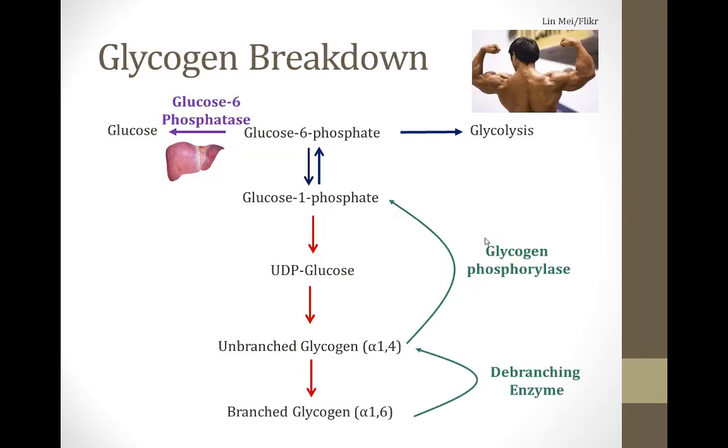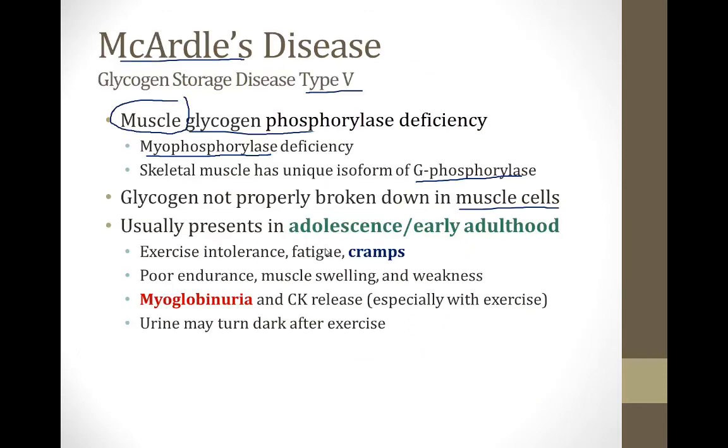If we go back to our overview slide, this is the enzyme that's deficient in McArdle's disease, and as a result, muscle cells cannot break down the 1,4 bonds inside of glycogen to glucose 1-phosphate molecules. This usually presents in adolescence and early adulthood. It's different from the other glycogen storage diseases. There are no liver problems with this condition, so you won't see any issues with hypoglycemia.